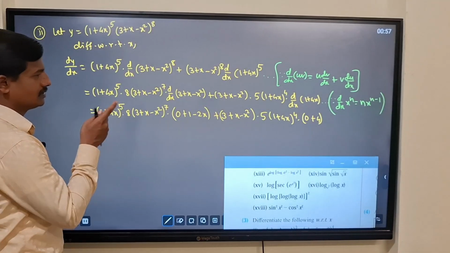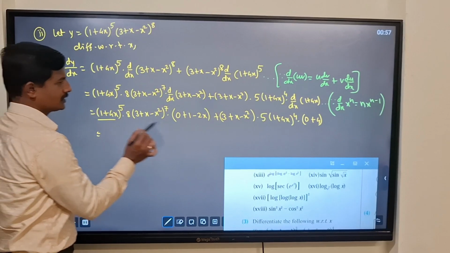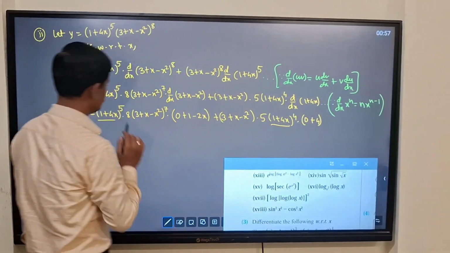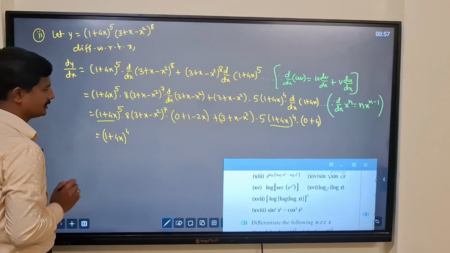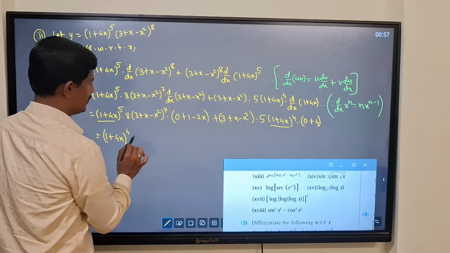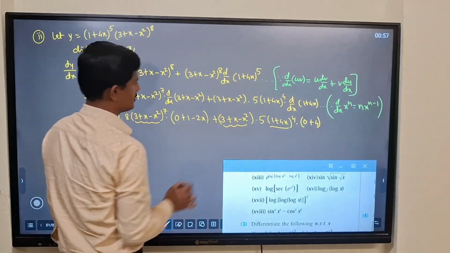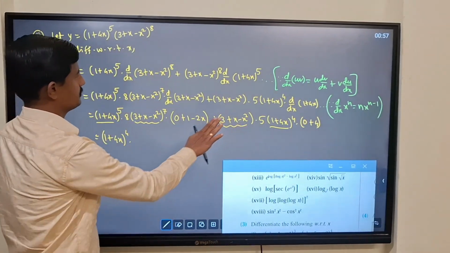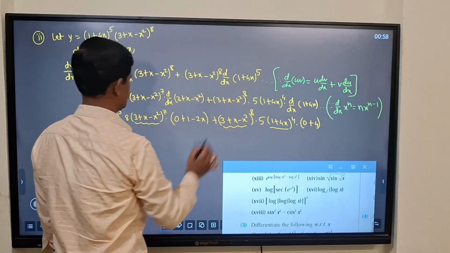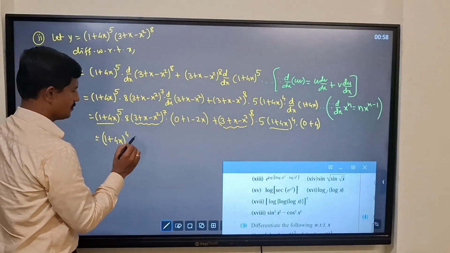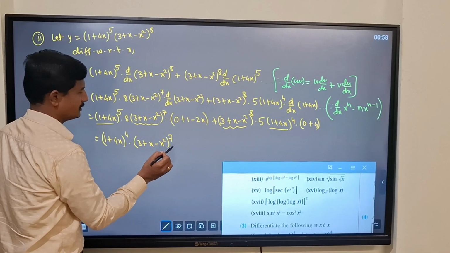But now what I'm doing, I'm taking some things common here. 1 plus 4x, here also 1 plus 4x, to the 4 to the 5 means (1 + 4x)⁴ is common. Second, here it is (3 + x − x²) raised to 8. Sorry, I did something wrong here. Raised to 8, 8. So this term comes common: (3 + x − x²)⁷ is common.